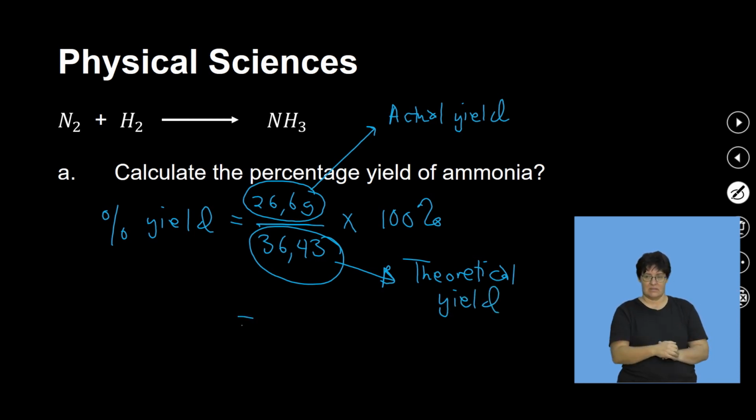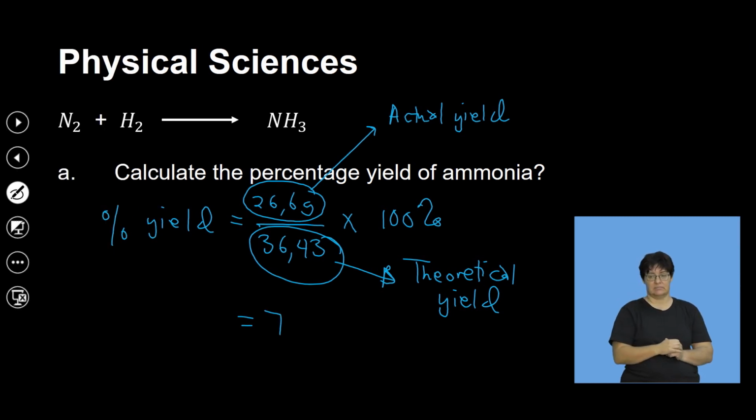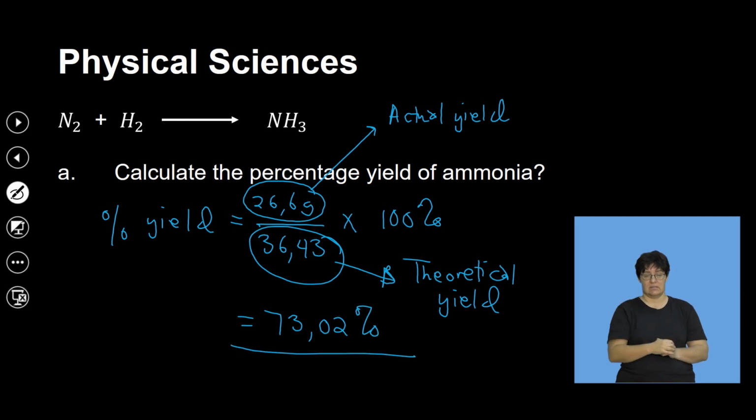If we go to our calculator to verify that, it's 26,6 divided by 36,43. We multiply that by 100 so that we get the percentage. The value is 73.02%. So that's the percentage yield of ammonia.